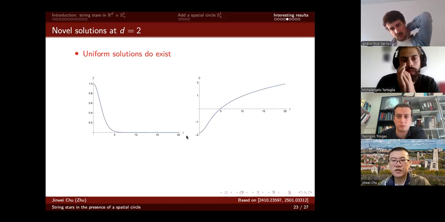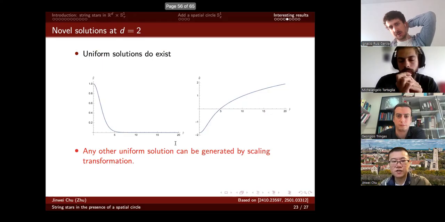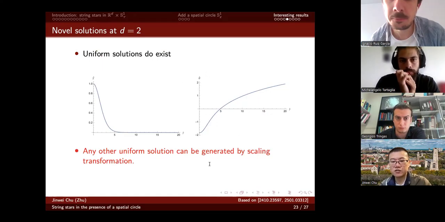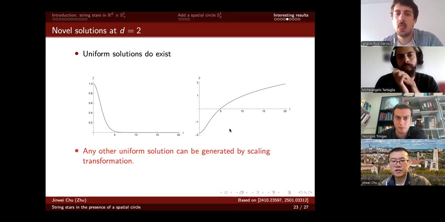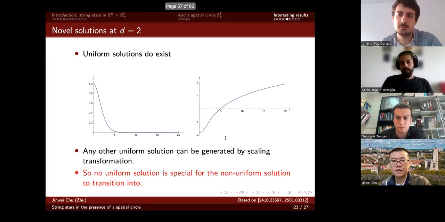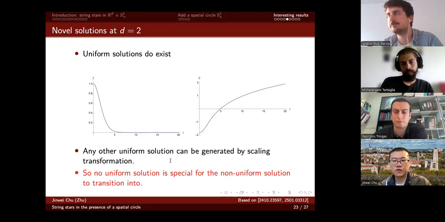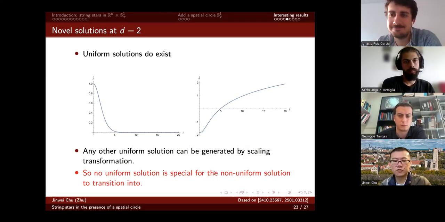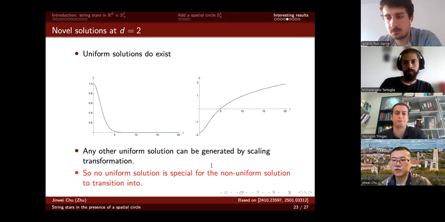However, that does not mean that uniform solutions don't exist. They do exist. This is an example, and any other uniform solution can be generated from this example by a scaling transformation. And the scaling symmetry means that all the uniform solutions are equal. No one is special for the non-uniform solution to transition into. And this is the understanding of why there's no transition from non-uniform solution to uniform solution for d equal to 2.